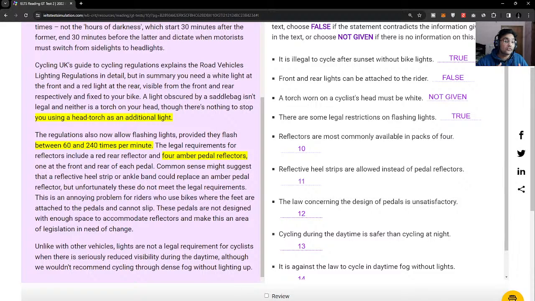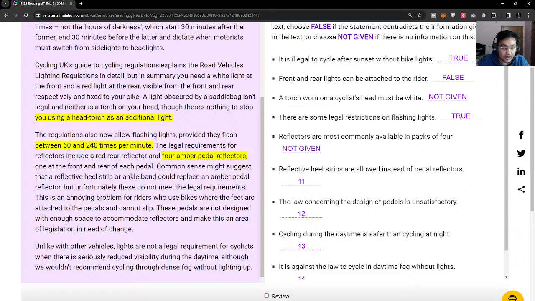Okay, you need 4. But whenever you go to the market to buy an amber pedal reflector, do you always get one set with a pack of 4? One set in which there are 4 reflectors? Does it state anywhere? No. Is it false? No, it is not given because we don't have any information over here. All right. Now let's have a look at 11th.